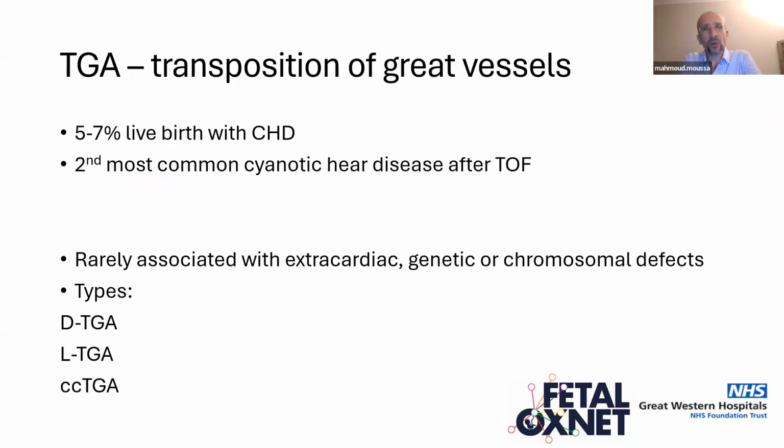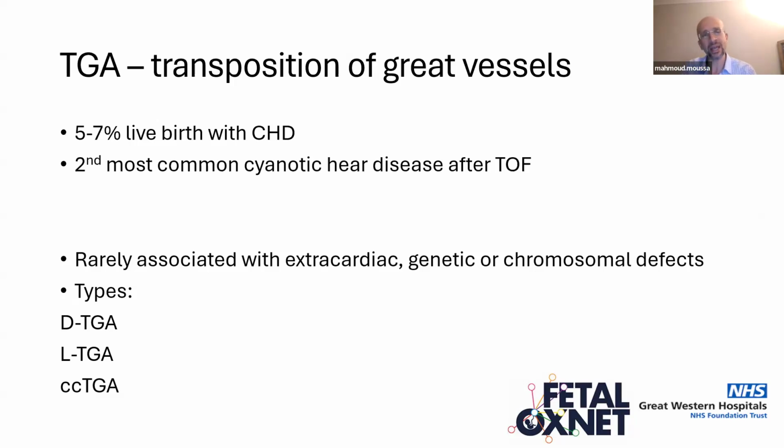Then we can take another example of the abnormal vessel number, which is the transposition. The transposition is about 5% of live births with congenital heart disease. It is the second most common cyanotic heart disease. We all know that tetralogy of Fallot usually is the commonest. It's rarely associated actually with extracardiac problems or genetic associations. There are 3 types. There is the TGA, which is the most common, and there is the LTGA, and there is the congenitally corrected TGA.